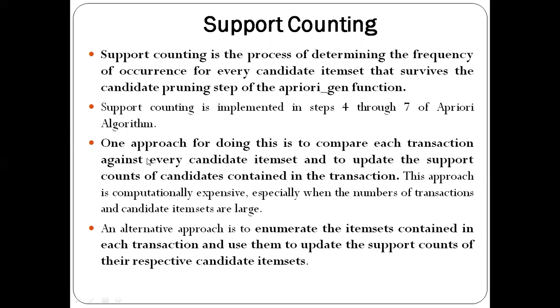But the disadvantage of this approach is that it is very computationally expensive, because if there are many transactions and candidate item sets, it will consume a lot of time and incur a lot of cost. So one alternative method, which is less expensive, that we can use for support counting is enumerating the item sets which are present in the transaction. By following this enumeration method, we can find the support count by updating the support count of the candidate item sets.